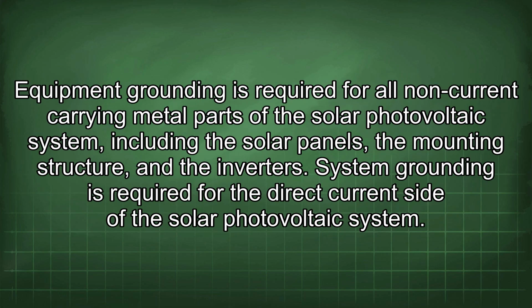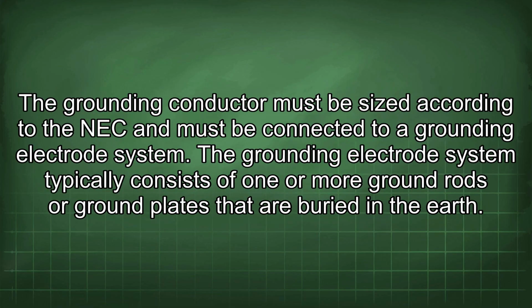Equipment grounding is required for all non-current carrying metal parts of the solar photovoltaic system, including the solar panels, the mounting structure, and the inverters. System grounding is required for the direct current side of the solar photovoltaic system. The grounding conductor must be sized according to the NEC and must be connected to a grounding electrode system.